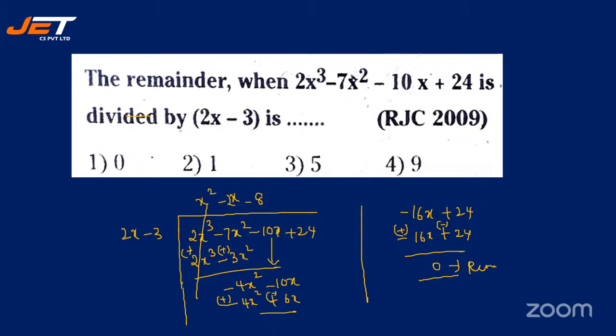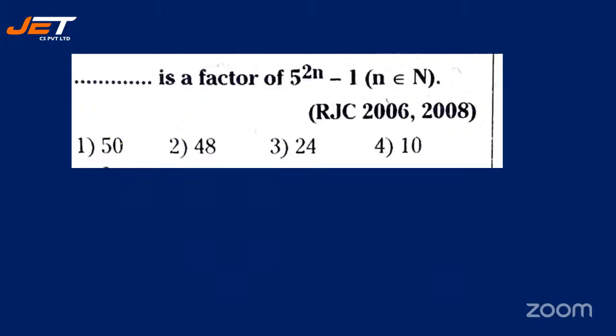So remainder is 0. So your answer must be option 1. So if you had opted for option 1, then your answer is right. Let's see the answer. Yes, it is. Okay. With this, let's move on to the next question.